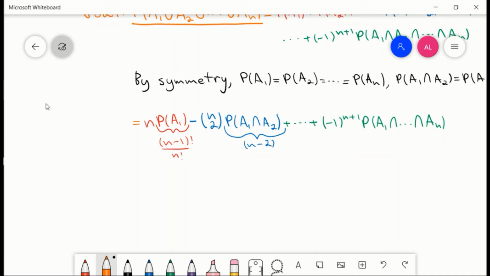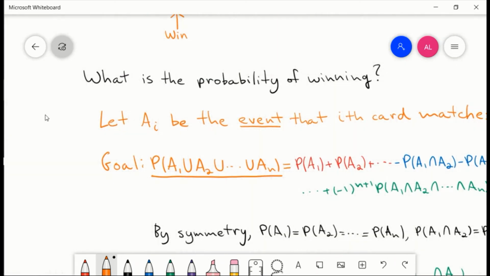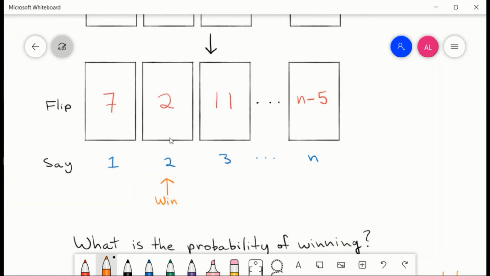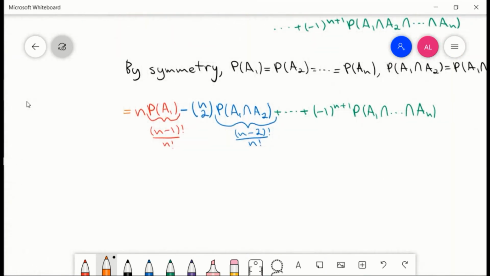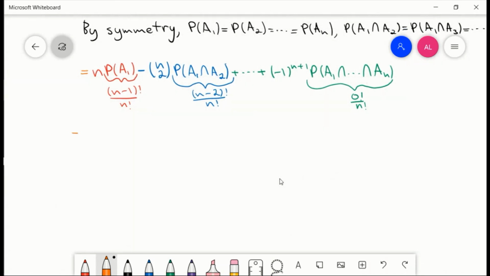The same exact thing goes for P of A1 intersect A2. It's n-2 factorial over n factorial, because we fix these two cards in place, and then we move around the other n-2 cards. And then basically, it's the same thing all the way up to the probability of all the intersections case. But now, a really interesting cancellation happens. Notice that we can simplify it like this.